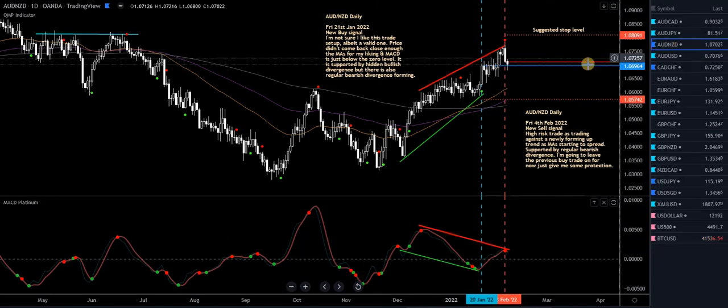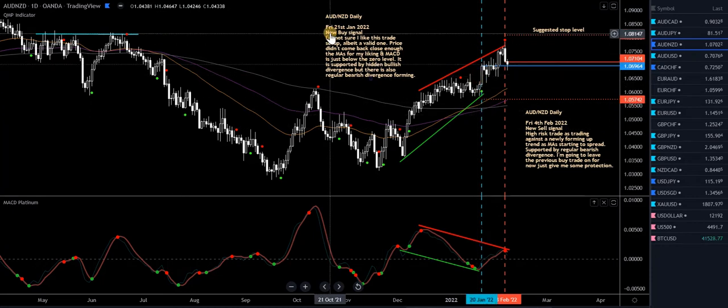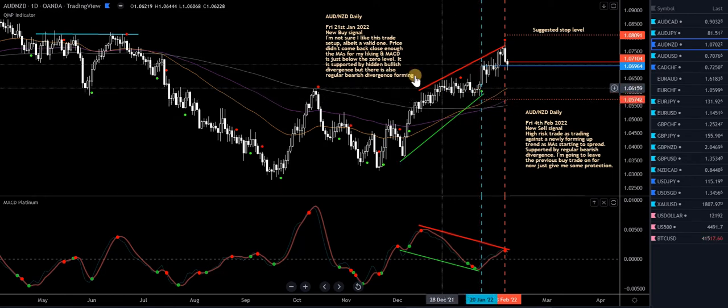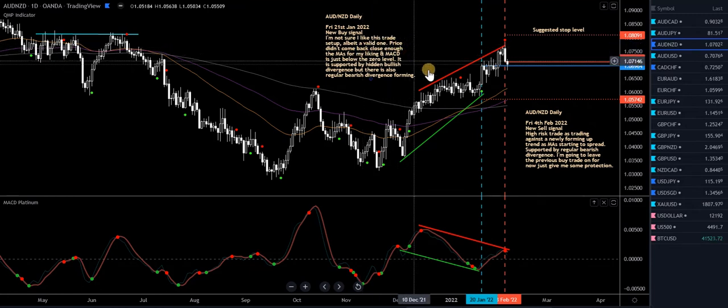New Zealand. All right, we're in a couple of trades here. Took a buy here on the 21st of Jan. Didn't exactly like the buy. It was all a bit, yeah. And I made notes about it, why I didn't like it.